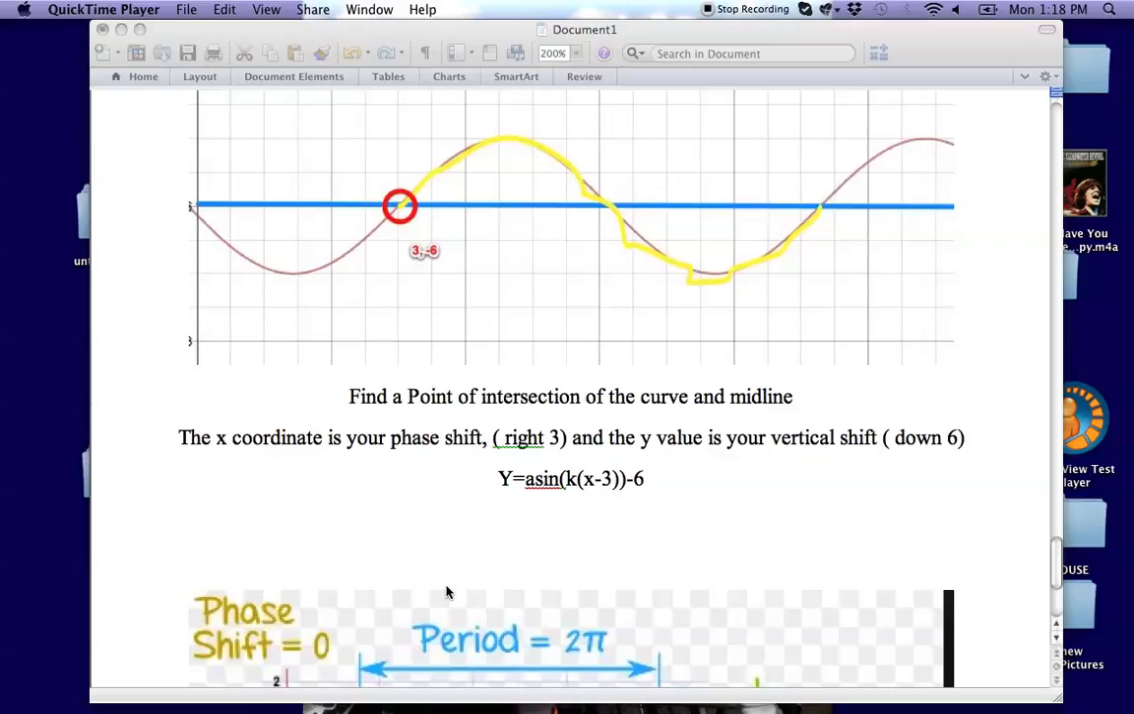The x-coordinate is your phase shift. It's right 3. And the y value is your vertical shift, or down 6. Now, when we plug these into the equation, the formula is x minus c, so it's x minus 3. If you had phase shifted to the left, and let's say your point was negative 4, then it would be x minus a negative 4, which becomes x plus 4. And then your vertical shift is the value of h, and that is negative 6.